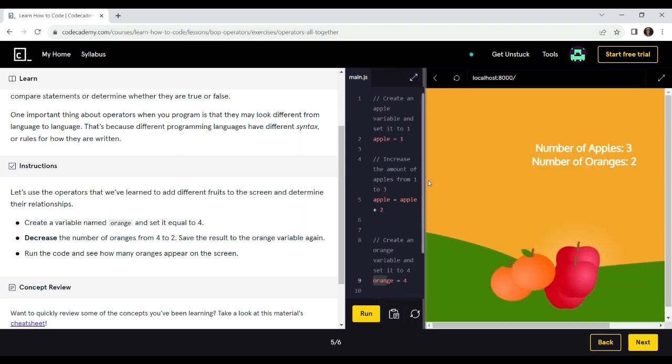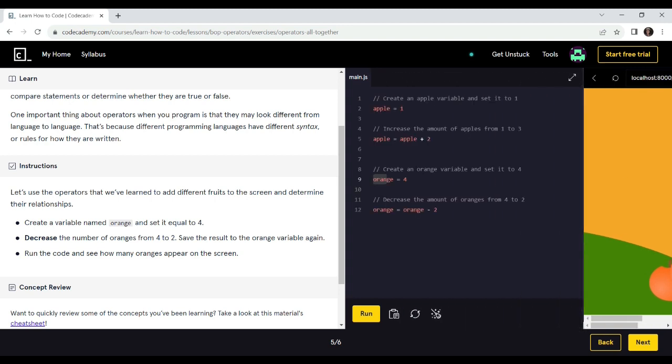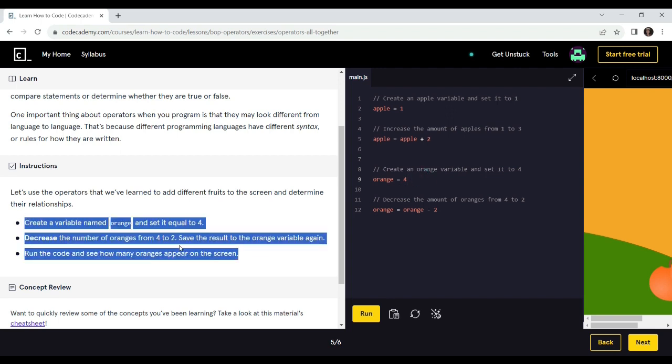And there we are. Our result is the number of apples is equal to 3. The number of oranges is equal to 2, just as we had expected when we decrease the number of oranges from 4 to 2. Hence, this compiler successfully ran the code, just as we had anticipated per the instructions.